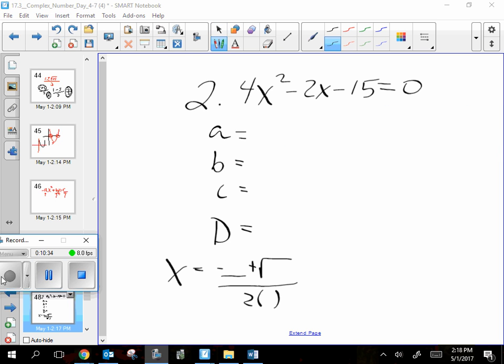So on number 2, I've written it on the board here. First thing you got to do is just find A, B, and C, and it's so simple. A is 4. What's B? Negative 2. What's C? That's all there is to that part. Cool. We're done with 3 things. D stands for discriminant, which is that thing. What is it again? That thing.